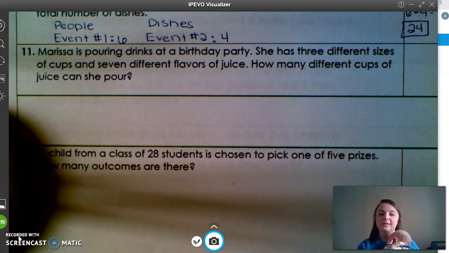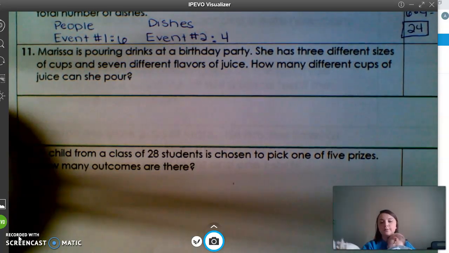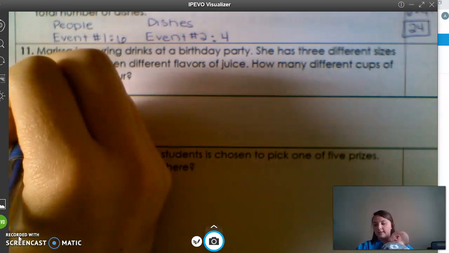But let's look at number 11. So Marissa is pouring drinks at a birthday party. She has 3 different size cups and 7 different flavors of juice. How many cups of juice can she pour? How many different ones? So you've got to take into account the different sizes and the different juices or the different flavors. So the first thing, before you pour juice, you've got to get a cup. So how many different cups could she choose from? 3. She could choose from 3 different cups. So event number 1 is going to be cups.